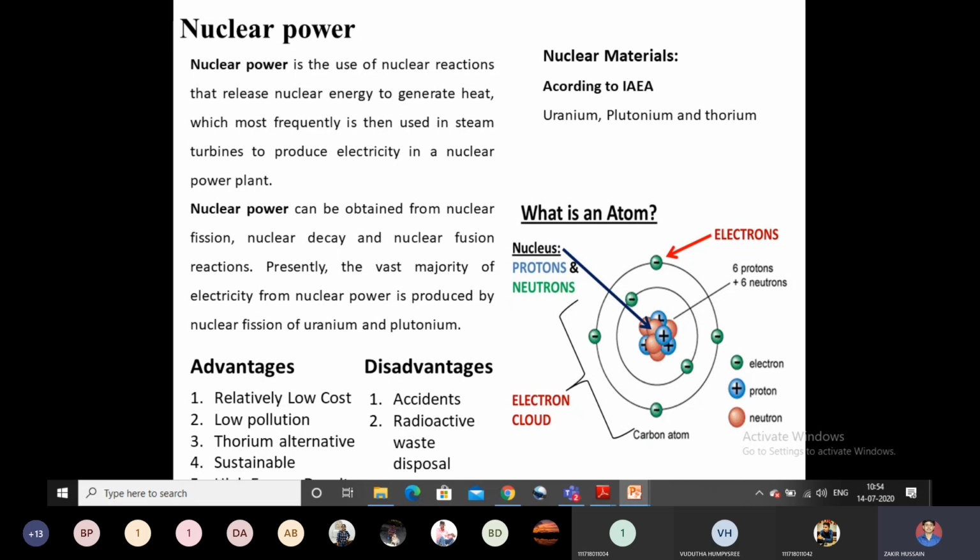Nuclear fusion is at an experimental stage, whereas nuclear fission is a somewhat advanced technology compared to nuclear fusion, which is a natural phenomenon that we can't yet use and is in the R&D stage. The same is the case with nuclear decay reactions. There are various nuclear energy materials like uranium, plutonium, and thorium, as per the International Atomic Energy Agency (IAEA), which is stationed at Vienna, Austria.